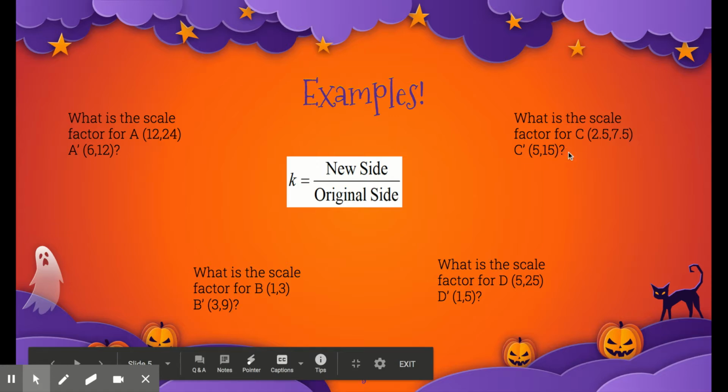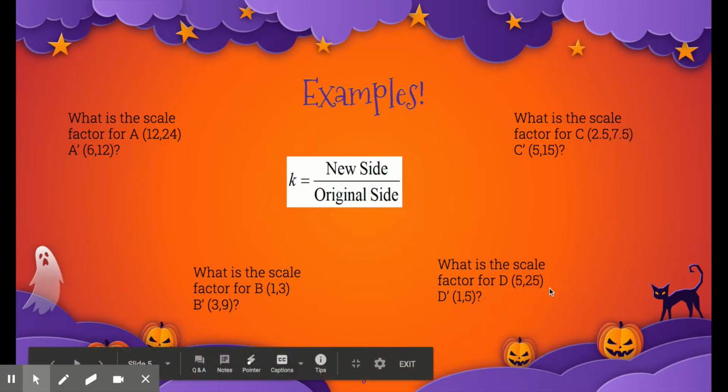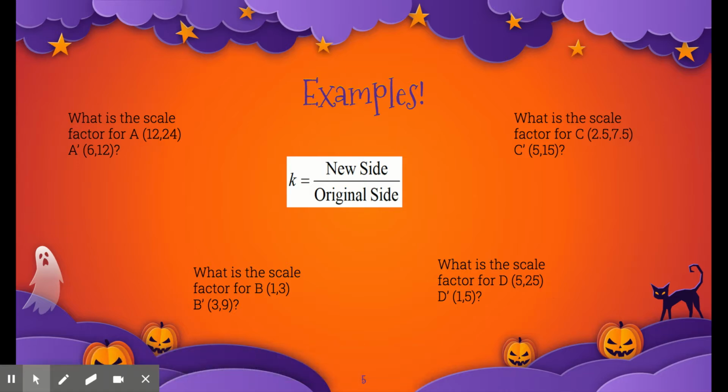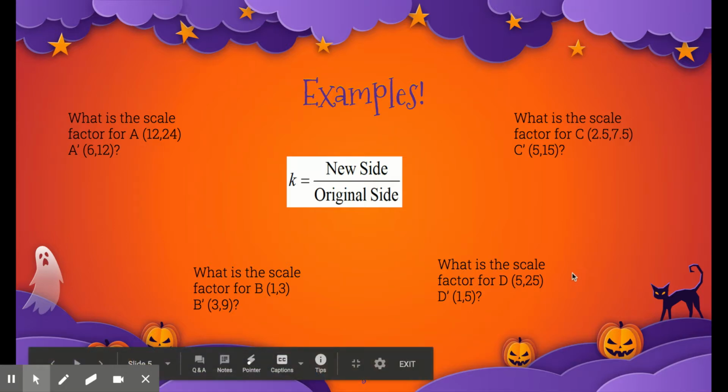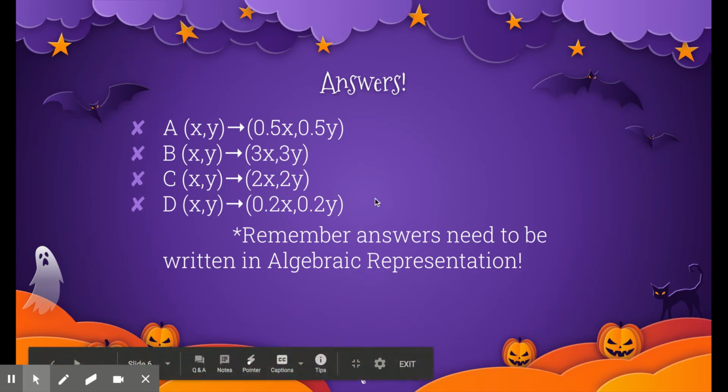15, which is my new, divided by my old, which is 7.5, and I should get 2. And same thing here. 5 divided by 2.5, I will get 2, right? So we'll see how that looks in a second. And then the last one, same thing. 5 divided by 25, I should get 20 hundredths. And 1 divided by 5, I get 20 hundredths, right? So let's see how that looks in algebraic representation.